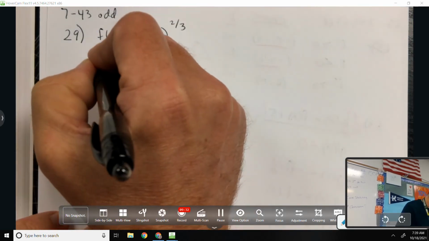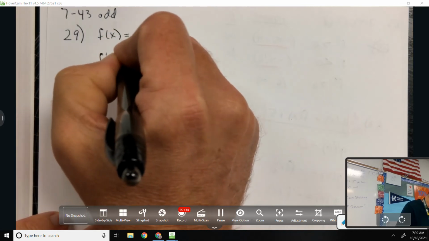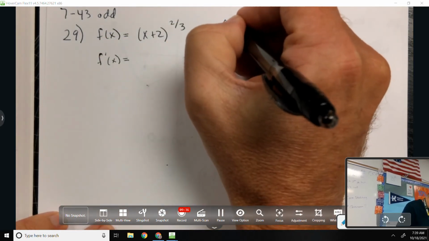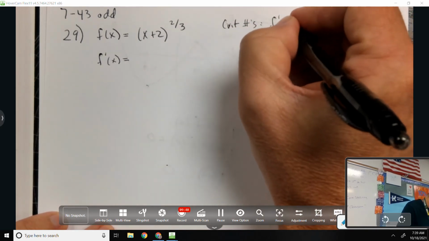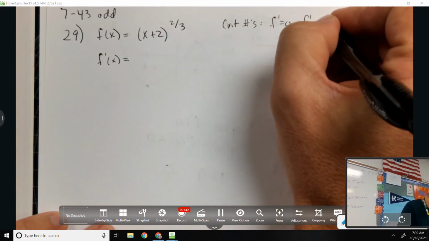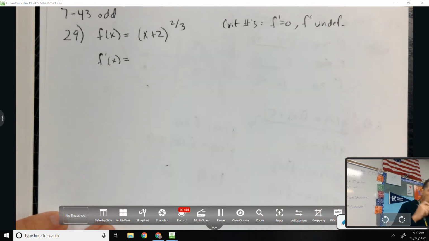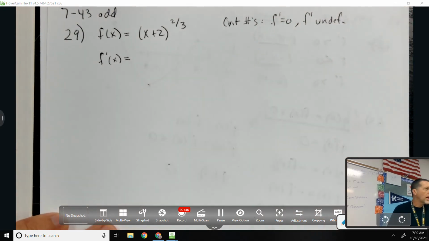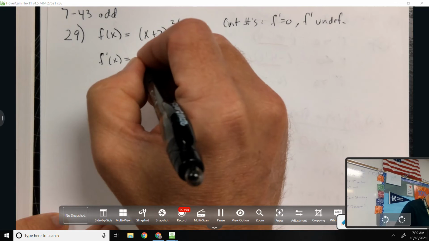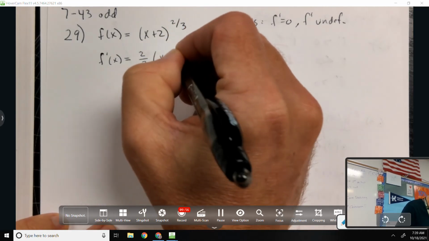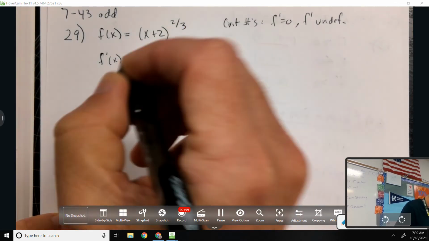So critical numbers. Okay, so here's part of your review for your test. Critical numbers, or your quiz, excuse me. Critical numbers are where f prime equals 0 or f prime is undefined. That's one of the questions on the test. This is just find the critical numbers. Don't do anything with them, just find them. And that's the first step of this question.